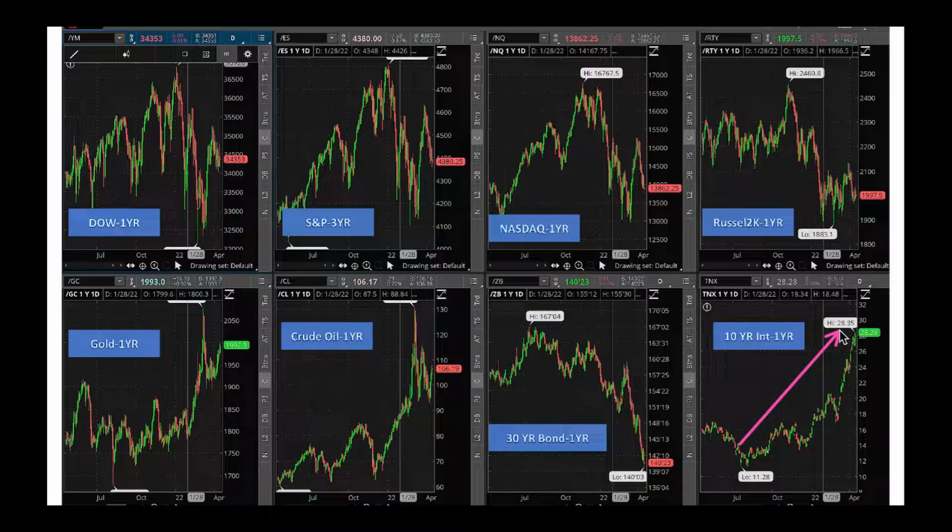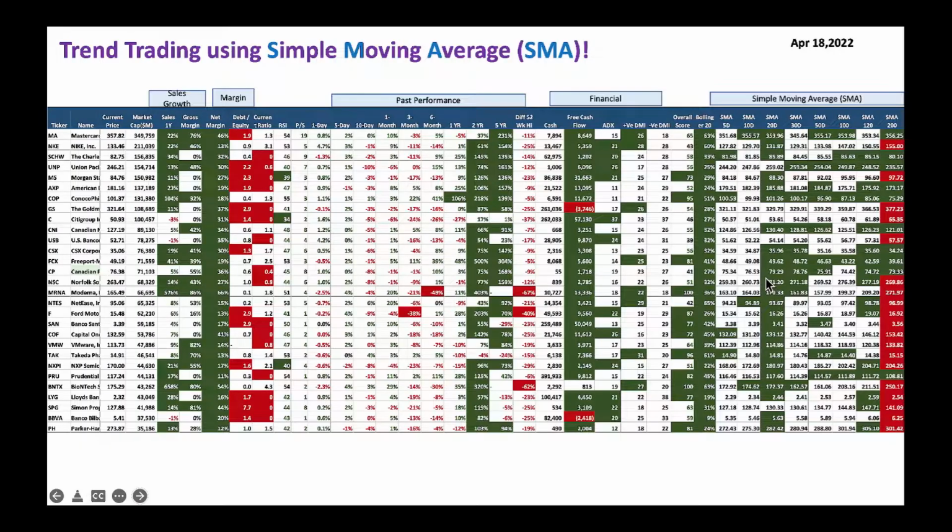And this is when money-losing companies can't cope, because they will end up paying more interest for their debt. So we got to be careful here. All right, so with that, let's jump in and take a look at some of the great stocks that we can slowly start buying. What we'll do is we'll look at trend trading using simple moving average or SMA.